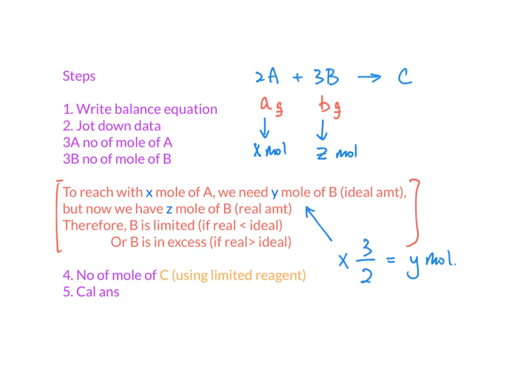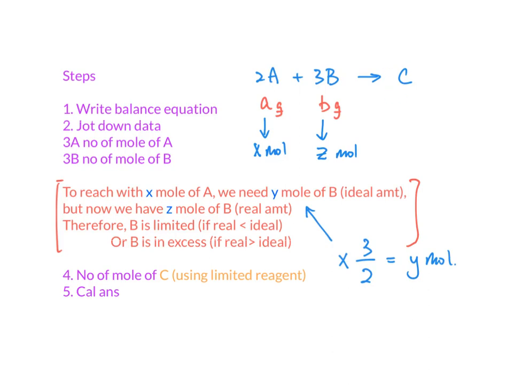After that, what you need to do is use the limited reagent. For example, in this case, let's say B is the limited reagent. I use this one to calculate the number of moles of C. Remember, you must use the limited reagent to do that. If B is the limited reagent, then you divide by 3 and then times 1 will do.